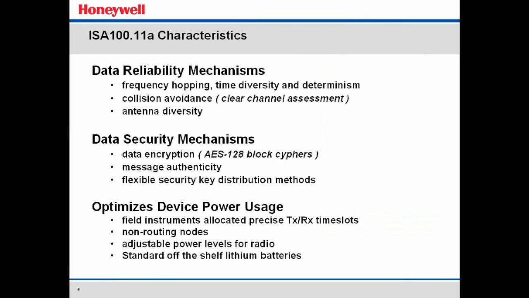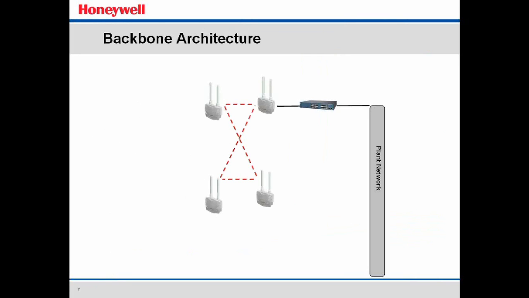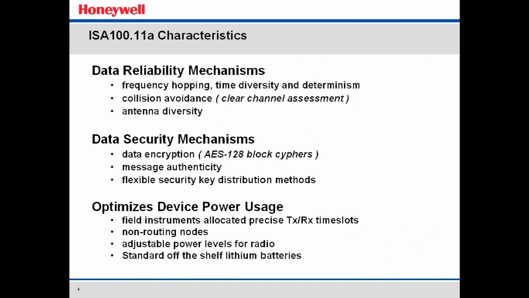Characteristics of the standard. The data reliability mechanisms that are built in are a frequency hopping mechanism, time diversity, and determinism. We talked about what determinism is. What time diversity is relates to, if you look down at the power usage section, precise transmit and receive time slots, and that ties to time diversity as well in the reliability talk.